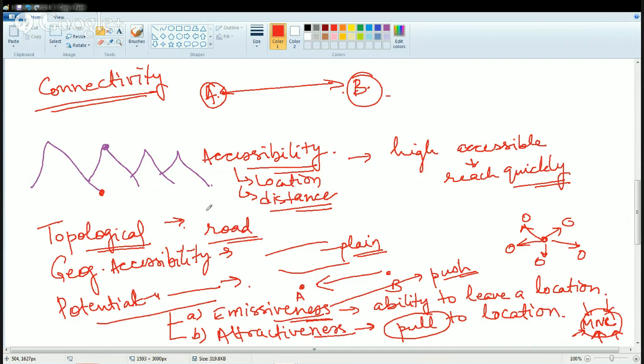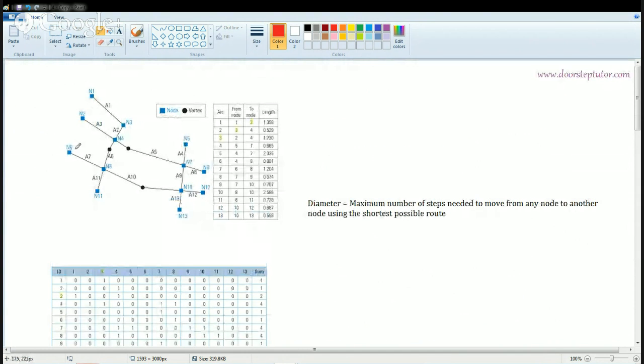To understand connectivity, let's look at this diagram. In this diagram, you have the various nodes. These are the nodes that we would be talking about, and these are the edges or the links that we discussed previously in the graph theory concept. These edges or links are connecting the various nodes. Those marked in purple are all the nodes.